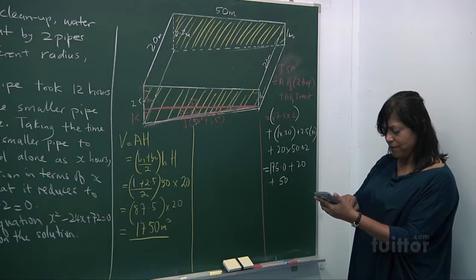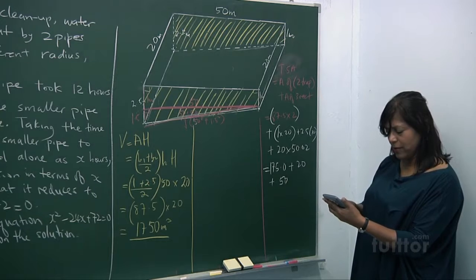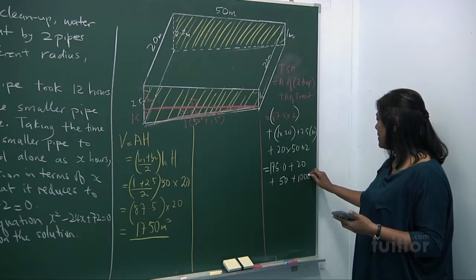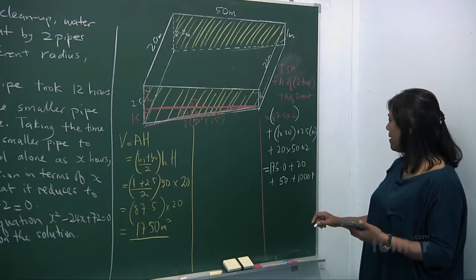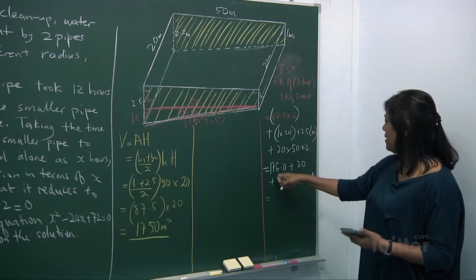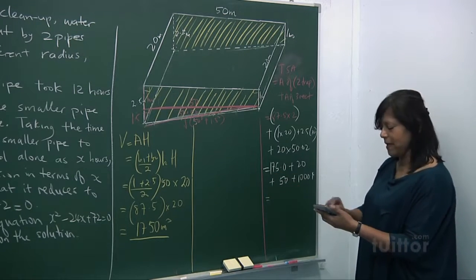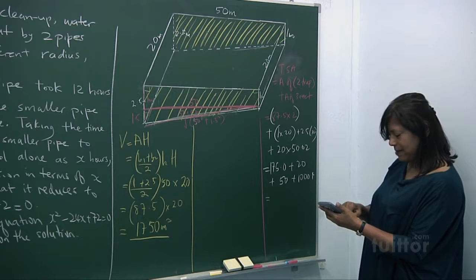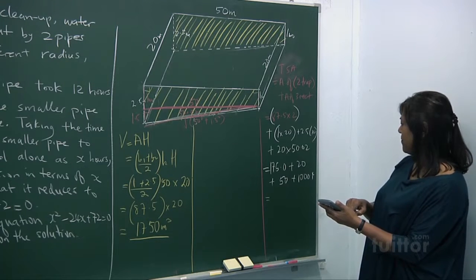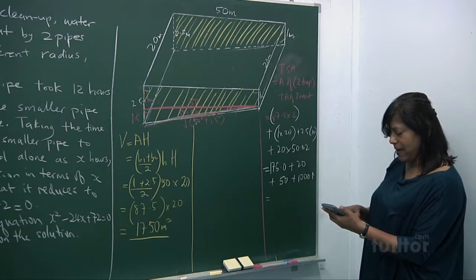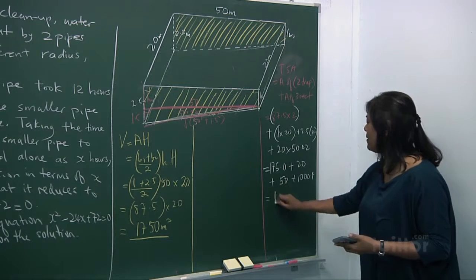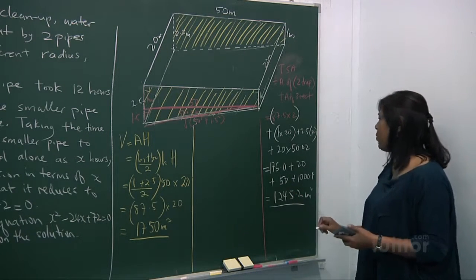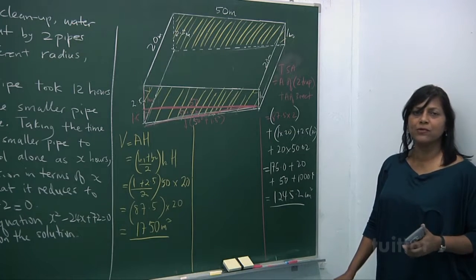Now 20 times 50.02. What do you get? You've got 1,000.4. Wow. So add the total area up. You add them up all together, plus 175, plus 70. Add them up and you get this answer: 1,245.2 cm squared.